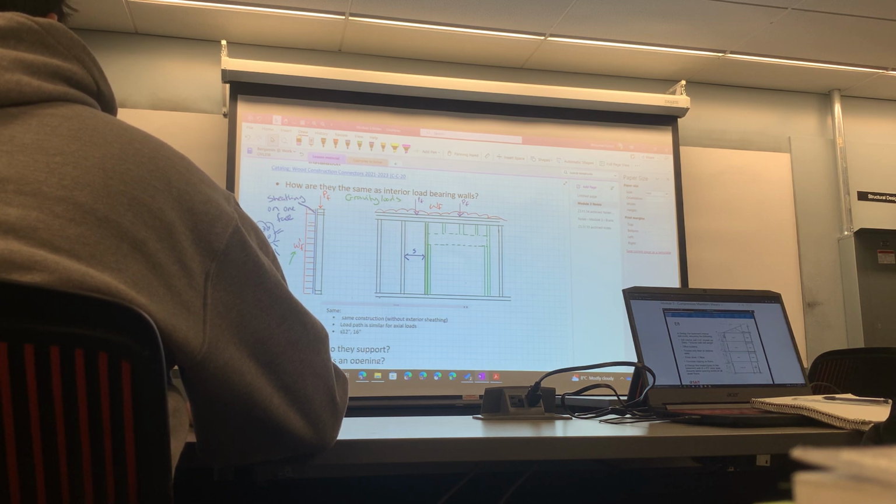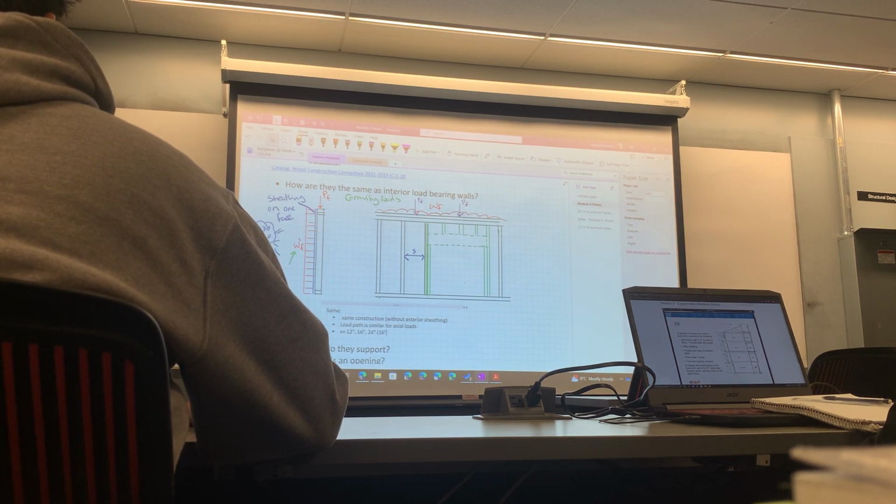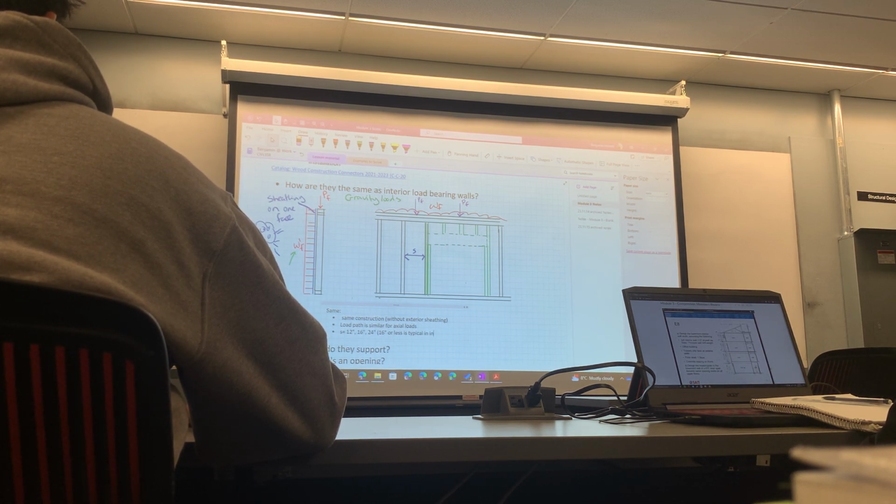But aren't your exterior walls generally spaced differently, like in my practical experience? Not really. The spacings are the same. So these are still the same as interior walls: 12, 16, and 24. Which one am I going to say? We're probably going to go 16. We go 16 or less. 16 inches or less is typical in industry. All right, so that's the same. Same construction.